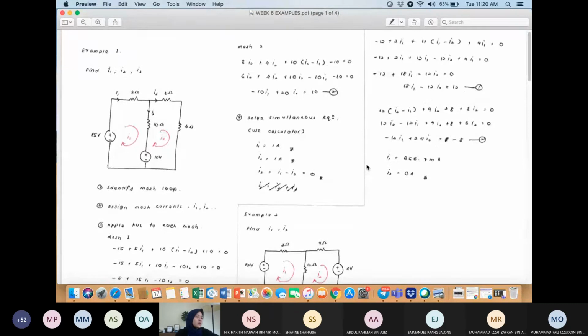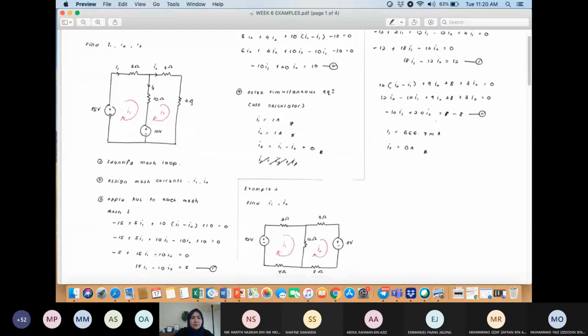Now let's look at example 1. You are given this circuit. The question asks you to calculate I1, I2, and also I3. This is I1, this is I2, and this is I3. The first step is, remember the 4 steps.